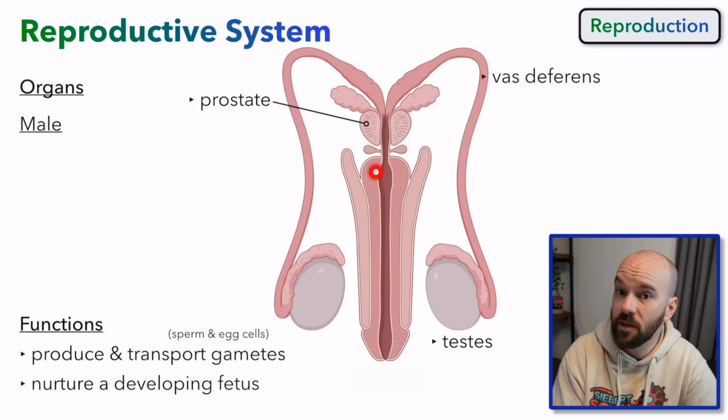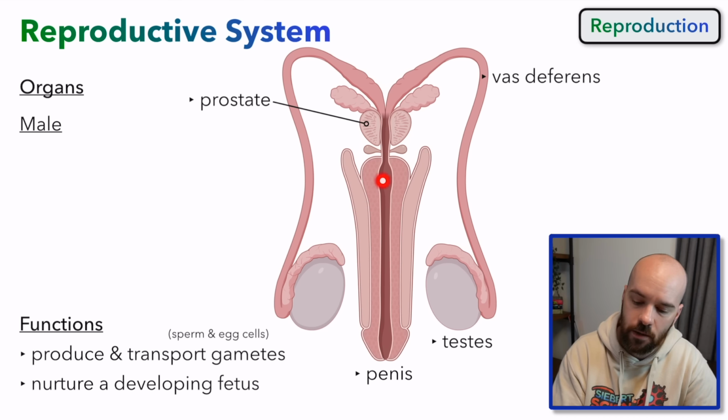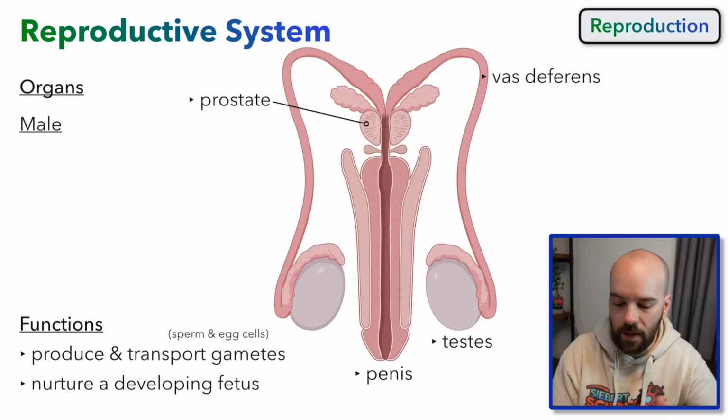All of those are going to be producing the fluid or the semen that's going to mix with the sperm that have traveled up through the vas deferens. And then, of course, that's going to travel through the penis right here. Urine and semen both travel through the shaft of the penis right there to the outside of the body.